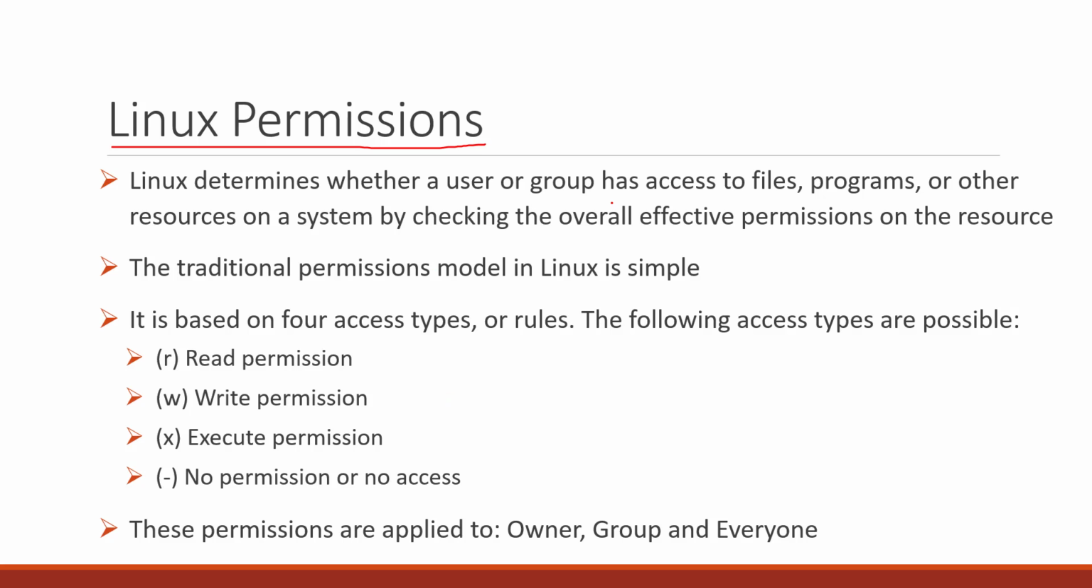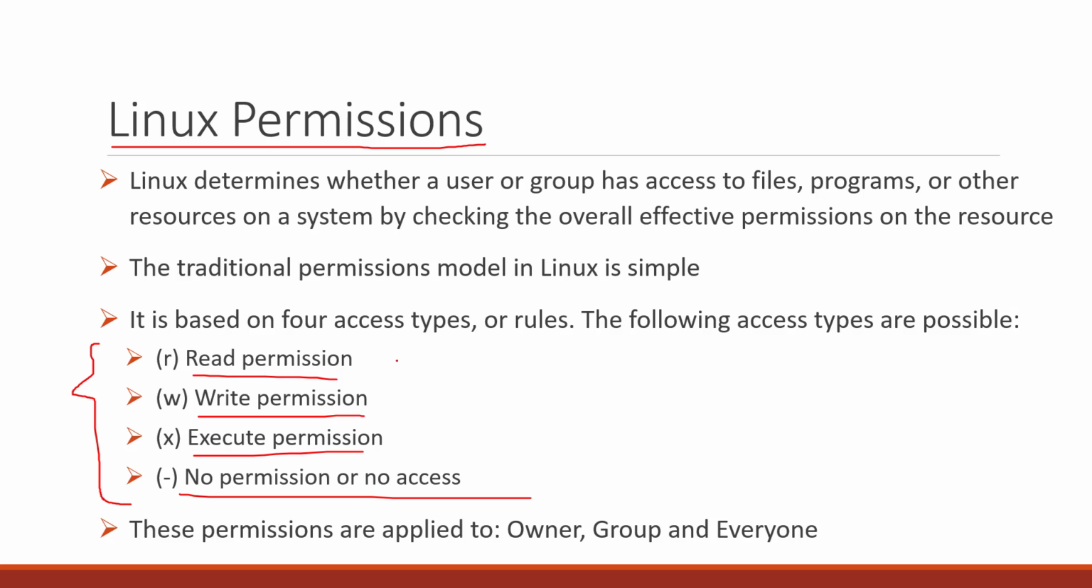Now in Linux we normally have permissions for all the resources. So if you want to access a file as a user, you have permissions for that, or you might not have permissions for that. And there are normally 4 types of permissions in Linux. There is a read permission, a write permission, an execute permission, and there is no permission, right? So these are 4 types of permissions or rules or access that is given in Linux, right?